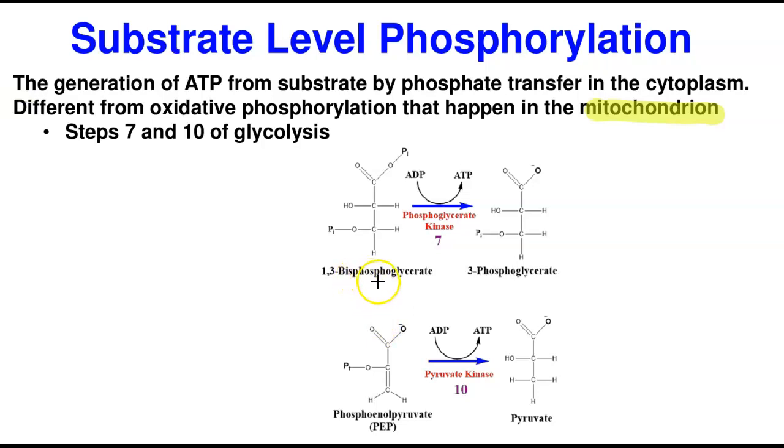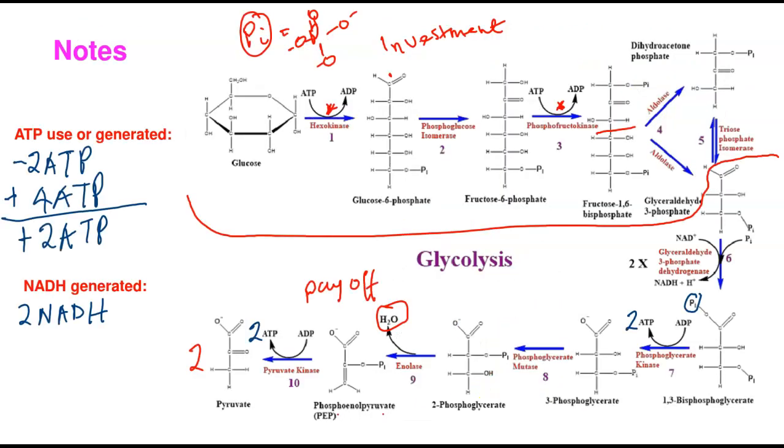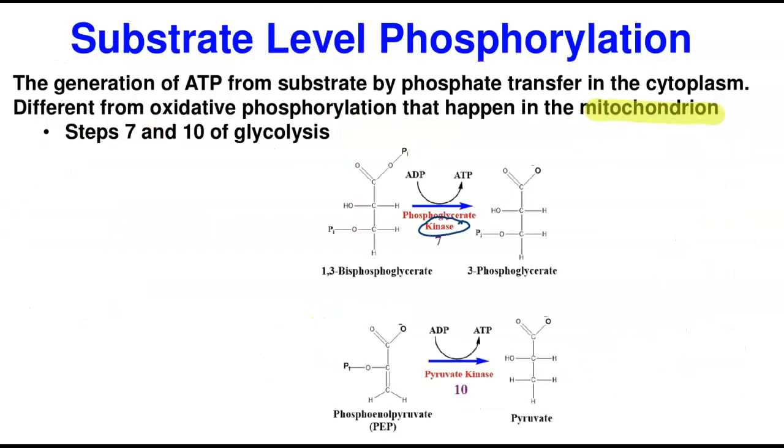In step 7, 1,3-bisphosphoglycerate is converted to 3-phosphoglycerate, and the enzyme that does this is phosphoglycerate kinase. Kinase enzymes are enzymes that transfer phosphate groups. Again, in step 10, phosphoenol pyruvate is converted to pyruvate by the enzyme pyruvate kinase. I forgot to mention, pyruvate kinase is an important regulatory enzyme, which we're going to see how important it is as well. The 3 important regulatory enzymes here are hexokinase, phosphofructokinase, and pyruvate kinase.